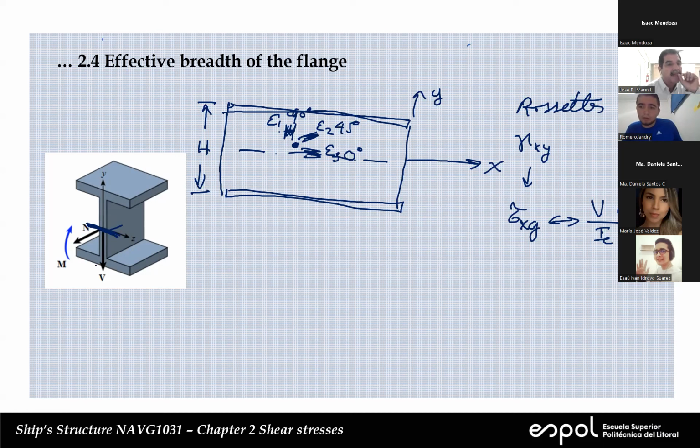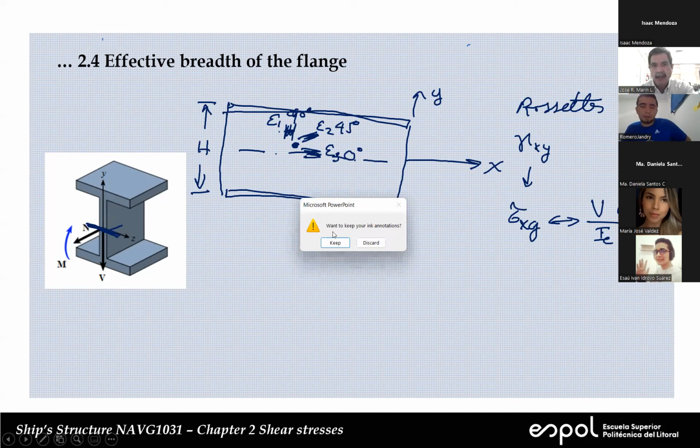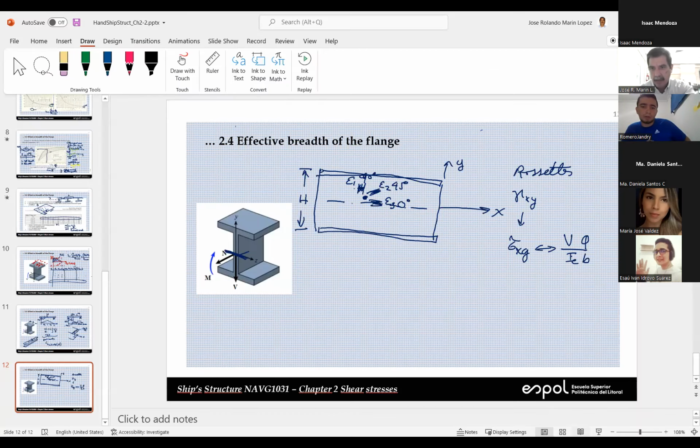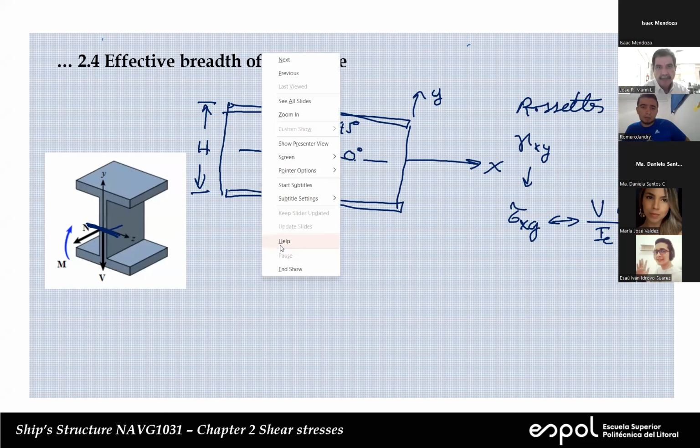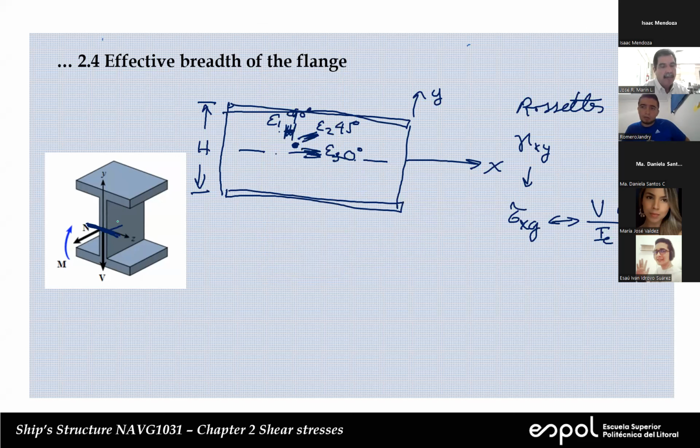Where are you writing? I can't see where you wrote on the screen. Is there any problem with my screen? Can you see my screen? Yes, but I didn't notice if you wrote something. Let me change color.